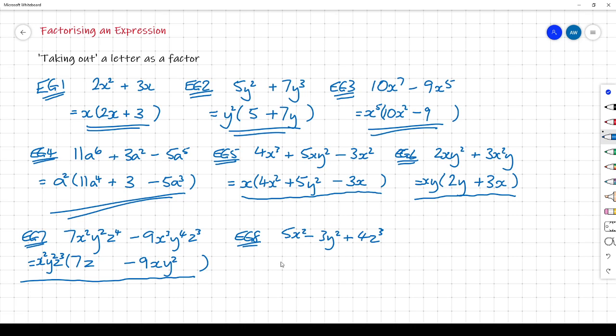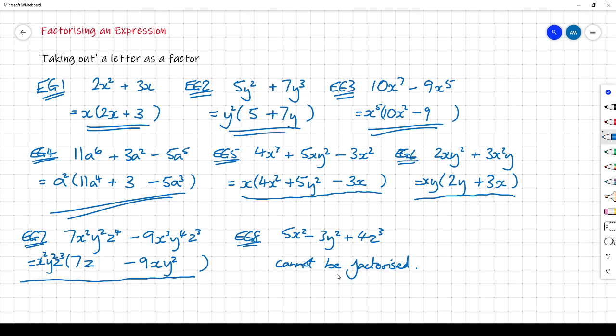So this basically cannot be factorised. Okay, this cannot be factorised because we haven't got any common factors at all from every term. So it can't be done. And the chances of that coming up in an exam are unlikely, but you never know, they might try and catch you out.